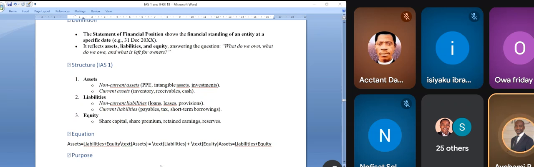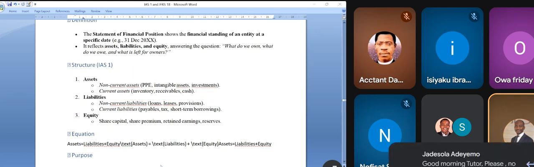Equally, there is also what we call right of use assets under the non-current assets. We have done that in IFRS 16, and it also comes under here. You can as well have deferred tax assets. We have done that under IAS 12 also. So I'm just remembering all of these to keep you handy with information.